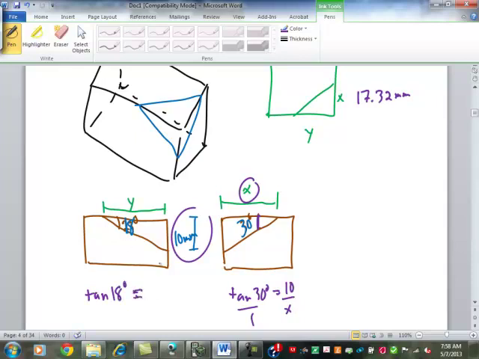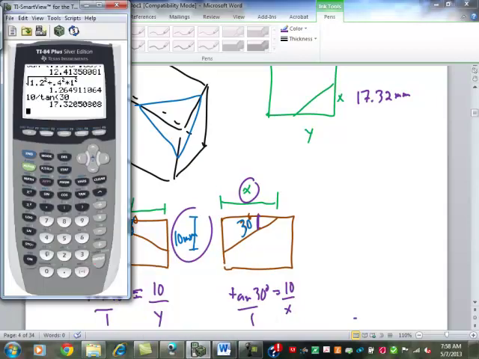On the other side, it's tangent of 18. The opposite side is the 10 millimeters. Y is the adjacent. So you put it over 1 and cross multiply and divide. So 1 times 10 is 10 divided by the tangent of 18 gives us 30.78.